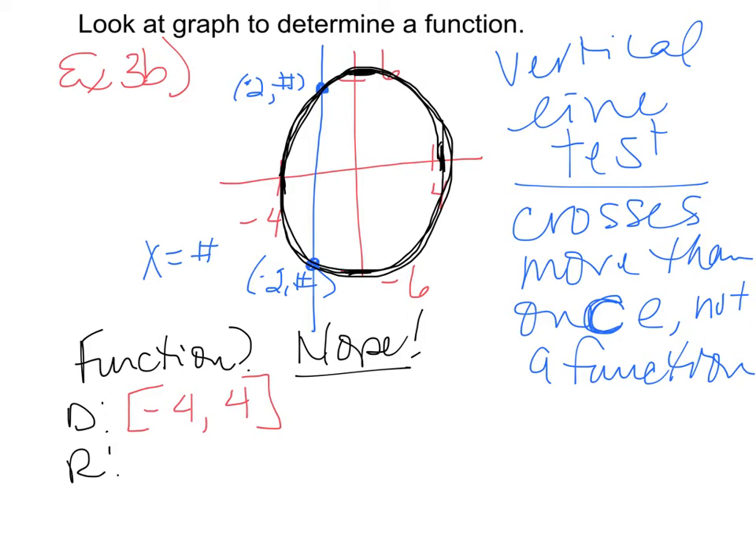Again, let's get our meter out and see what we've got going here. So I'm going beep. Ooh, so if I'm looking at my meter, my range is going from what to what? -6 to 6. Now remember, your domain and your range is always small to big.